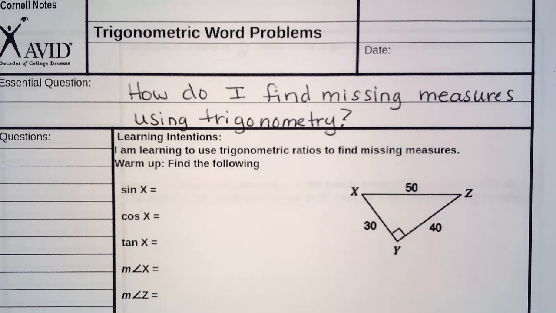Today we are looking at trigonometric word problems. So my essential question is, how do I find missing measures using trigonometry? Your learning intention: I'm learning to use trigonometry ratios to find the missing measures. You've got one warm-up question, but it's asking you to find all the trig ratios and to find the measure of both of the angles. So, pause the video and see if you can do that now.